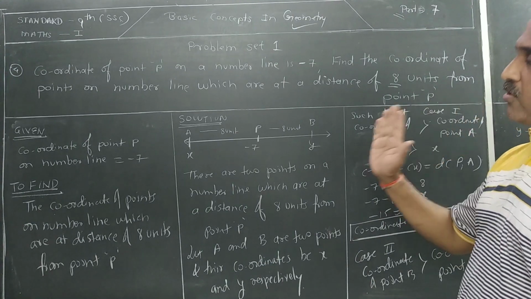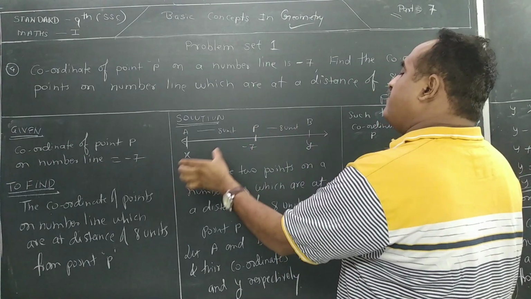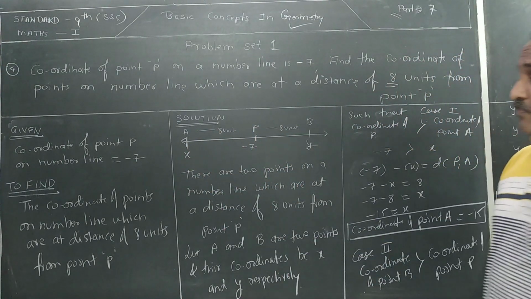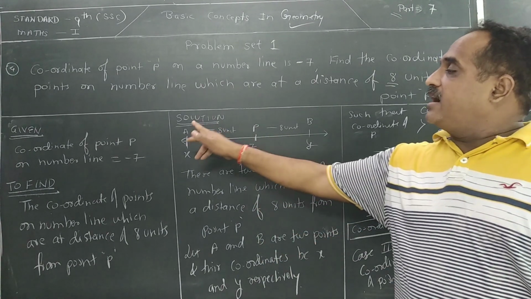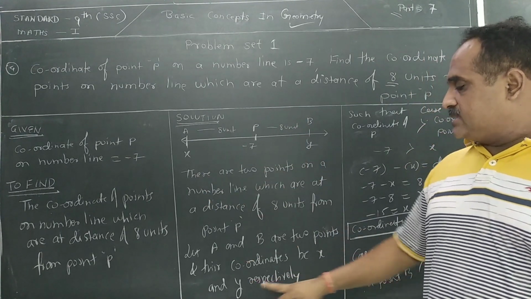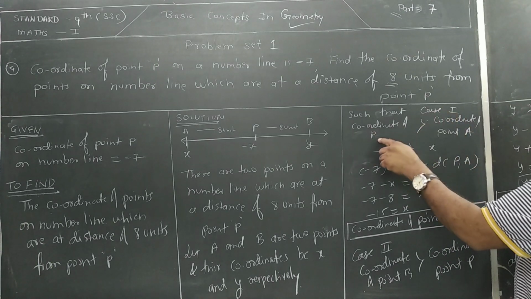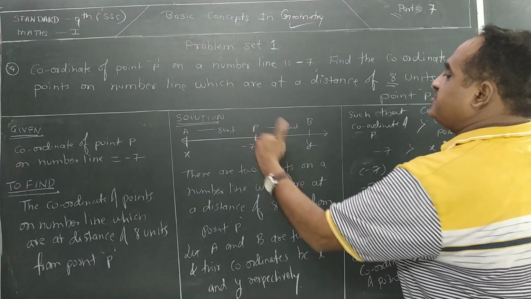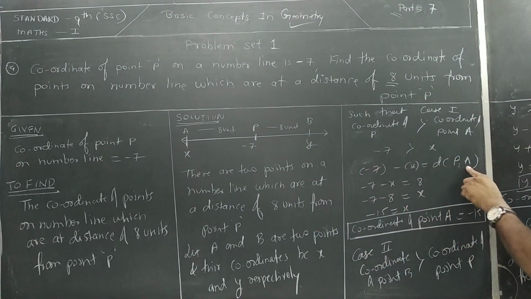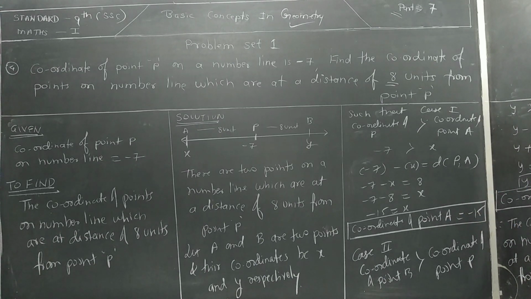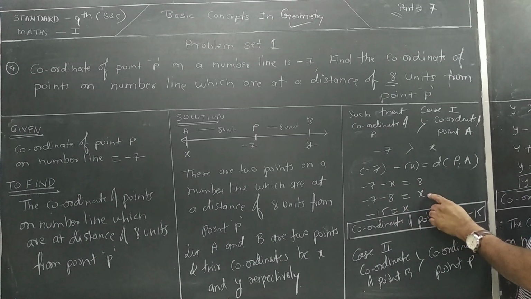When doing the solution, we drew a diagram, so we get a bit of an idea that there are 2 points on a number line which are at a distance of 8 units from point P. Let me take point A and point B, and the coordinates are X and Y, such that there are 2 cases. Case 1, coordinate of point P is on the right-hand side, which is greater than X. So ultimately minus 7 minus this distance PA, but how much is distance PA? 8. So what will happen then? Minus 7 minus 8 is equal to X.